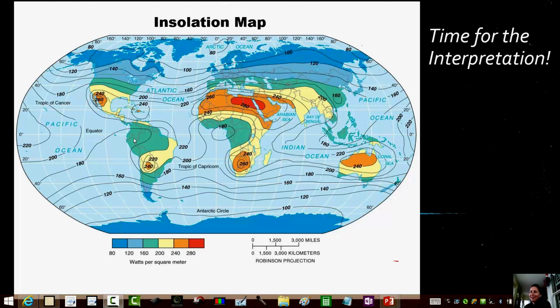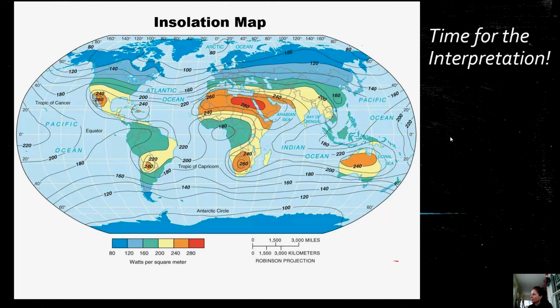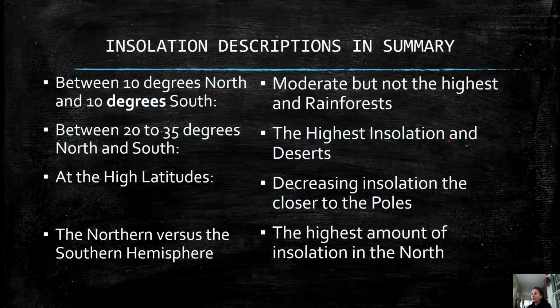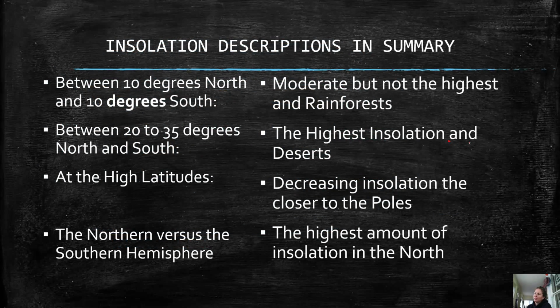All right, so let's go ahead and interpret this map of intercepted solar radiation. Once again, let's look at what we found in our descriptions. If we look at our summary, we found that around the equator, we have moderate insolation and not the highest, the way one would predict. And we have the rainforest, which we know that with rain means clouds.